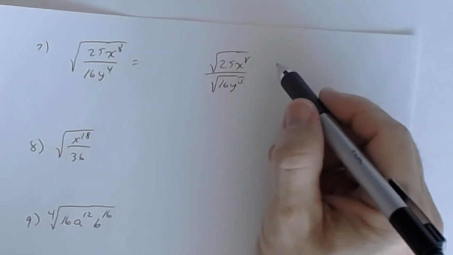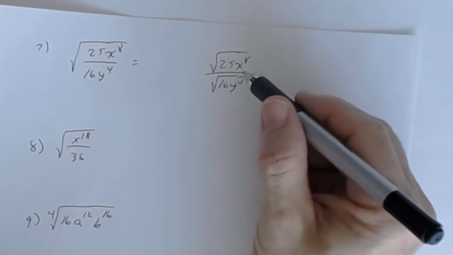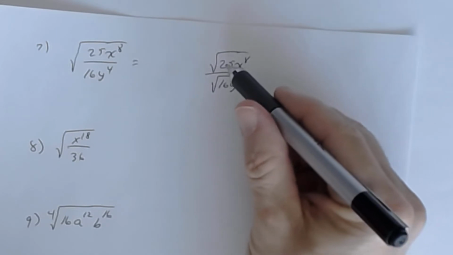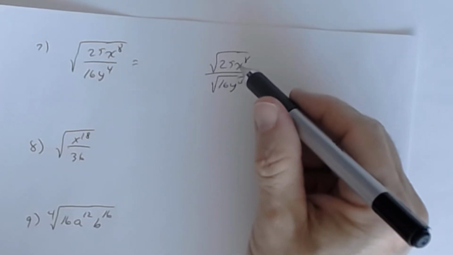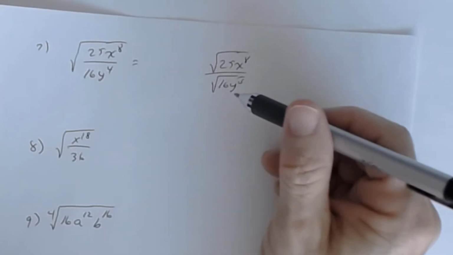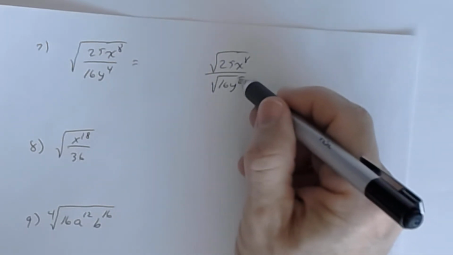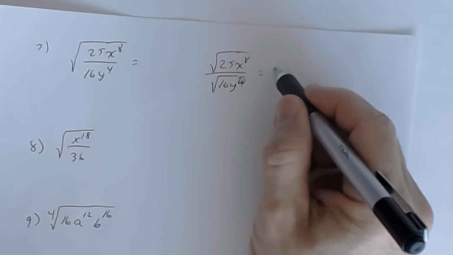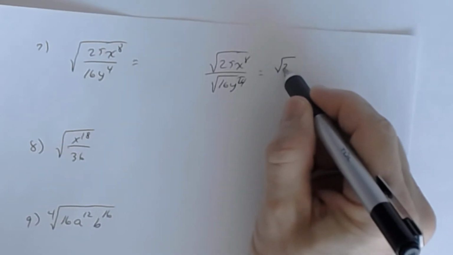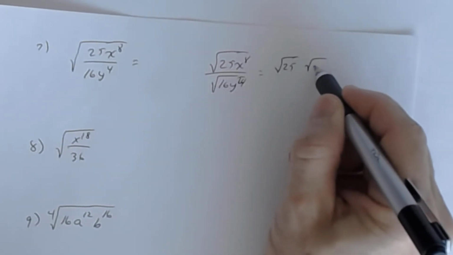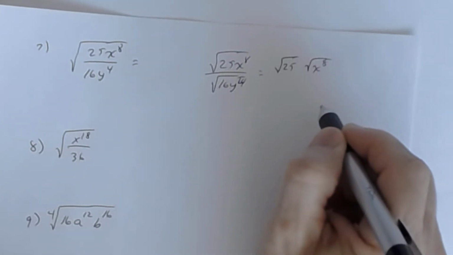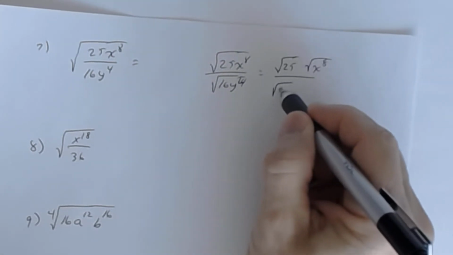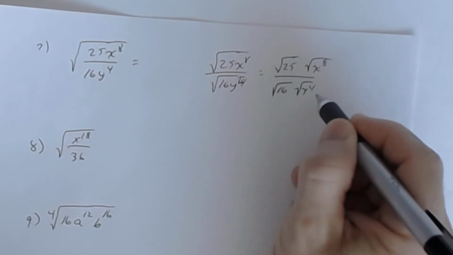And then if you want, you can break this down even further. Most students don't. Most students can look at this and indicate, hey, the square root of 25 is 5. The square root of x to the 8th is x to the 4th, and so on. So you don't have to rewrite it like I'm doing, but in your mind, that's really what's happening. You're taking the square root of each individual factor. And then the same thing down here, square root of 16 times the square root of y to the 4th.